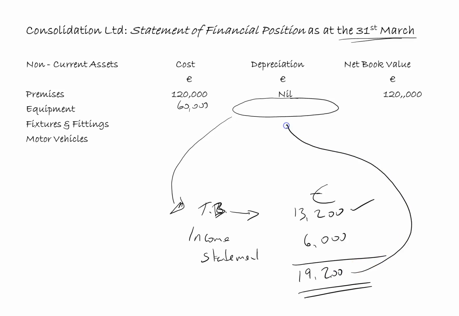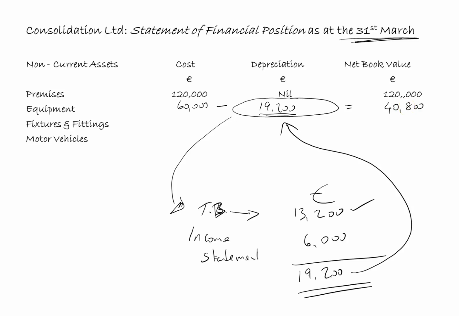So I'm going to put that figure in there, 19,200. So that is the total depreciation, the wearing out or the wear and tear on the equipment from the date it was bought up to the end of the current financial year. And of course the cost minus the depreciation gives us the net book value. So based on this, the net book value of the equipment would be 40,800.